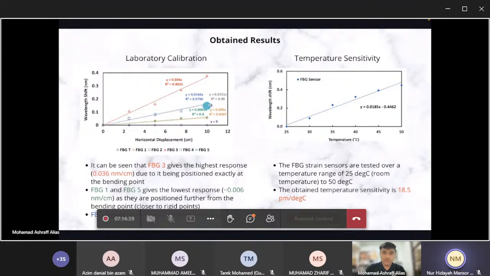FBG2 and FBG4, their responses are more or less similar, and the same pattern can be seen in FBG1 and FBG5. Y0 here actually represents FBGT, which does not have any response towards strain. So it means that it can act as a reliable temperature sensor. I then tested the FBG sensors in a water bath at a temperature range of 25 degrees C to 50 degrees Celsius, and the obtained sensitivity is 18.5 picometers per degree C.